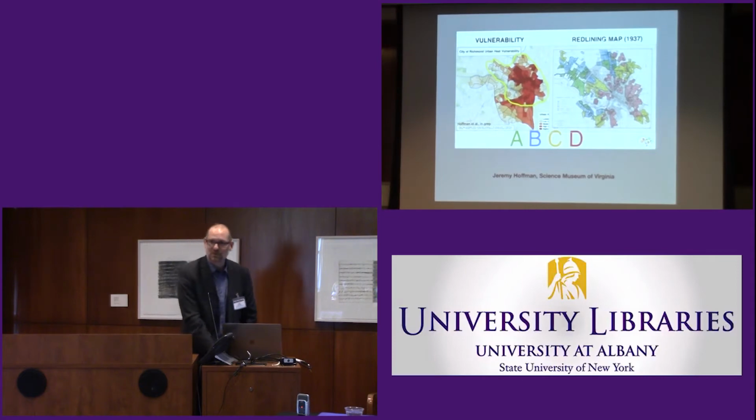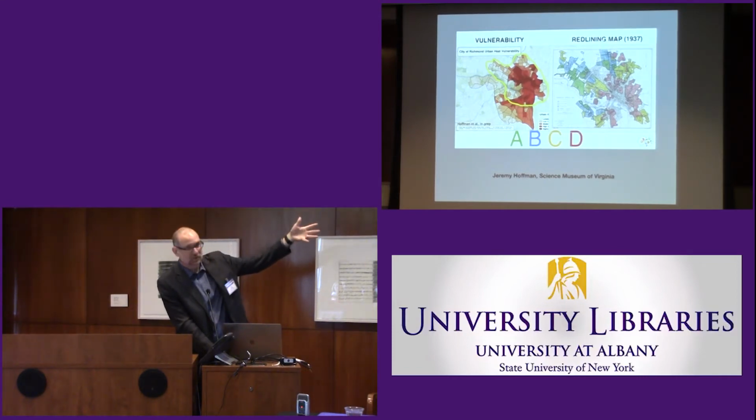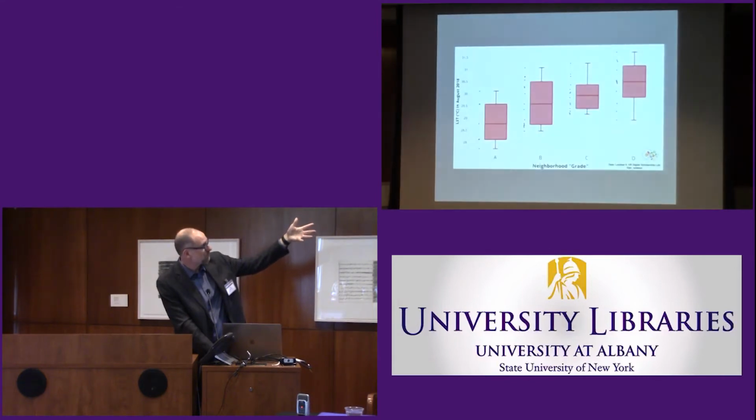And then this one is super depressing. I'll be quick about it. This is Jeremy Hoffman, who's a scientist at the Science Museum of Virginia in Richmond. He's doing a study of heat island effects in American cities and heat vulnerability. And the map on the left is his map of heat vulnerability in Richmond. And the point he makes is it matches up really closely to the redlining map of Richmond. And then he's extrapolated this using LiDAR data to look at the heat distribution in not just Richmond, but in 200 American cities.